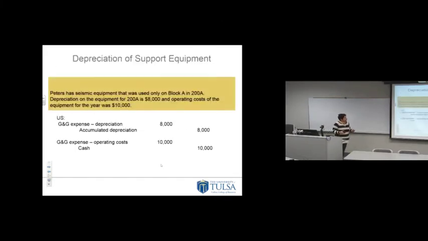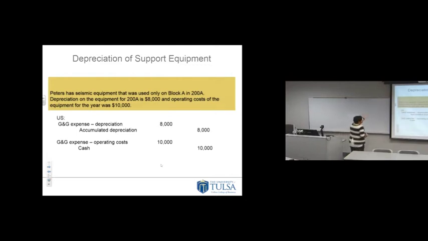Okay, so what about support equipment? This is a very simple example, just to let you know how this works. You often have equipment that you're using on more than one field, and under successful efforts, we're doing DD&A by field. So, say we're up in North Dakota, and we've got several fields up there, and we've got a truck that's being used on different fields. What do we do with this?